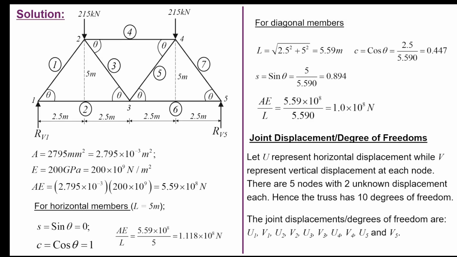For each node, at node 1 you will have U1 V1, at node 2 you have U2 V2, at node 3 U3 V3, node 4 U4 V4, and node 5 U5 V5. For each of them, U stands for the horizontal displacement and V stands for the vertical displacement.